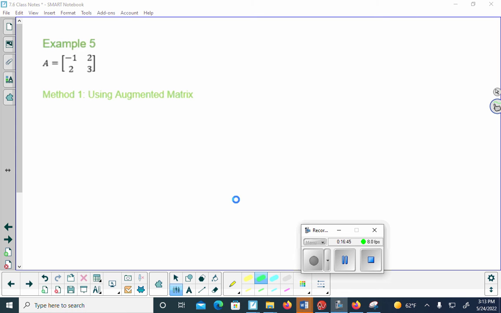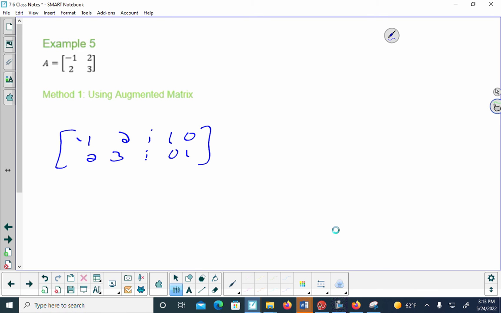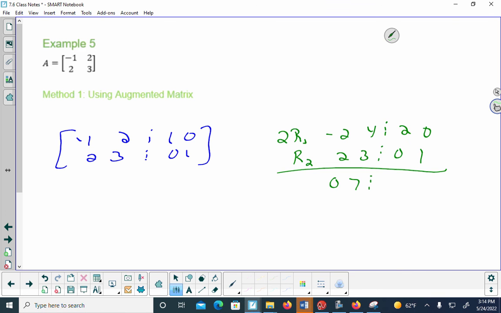Okay, so number 5, we're going to first find the inverse using an augmented matrix. So we're going to write down the original matrix C, and we're going to put the identity next to it. Now I'm going to look at row 1 and row 2, and I'm going to decide to multiply row 1 by 2 to eliminate that 2. So I'm going to have 1, negative 2, positive 4, 2, 0, and then row 2 is 2, 3, 0, 1. When I add those, I'm going to get 0, 7, 2, 1.